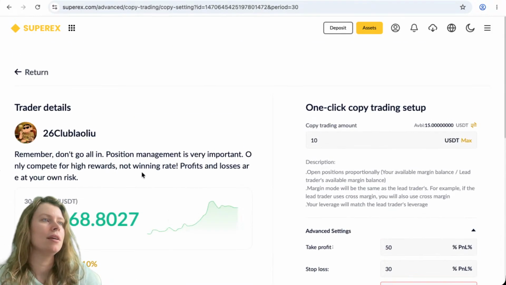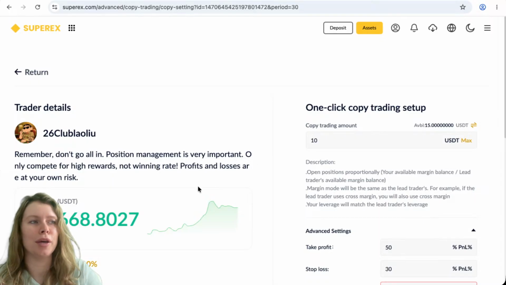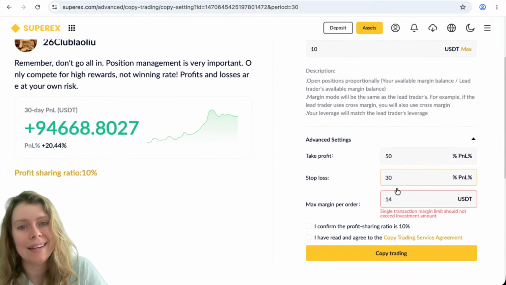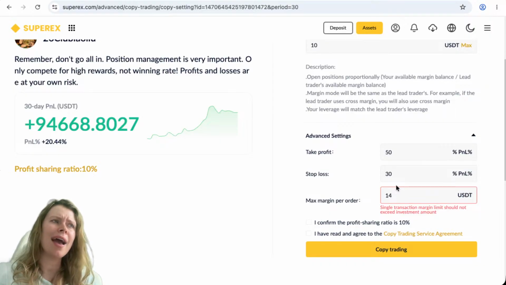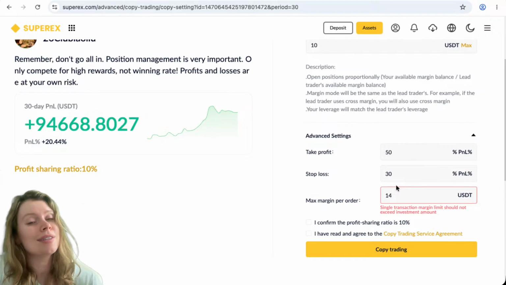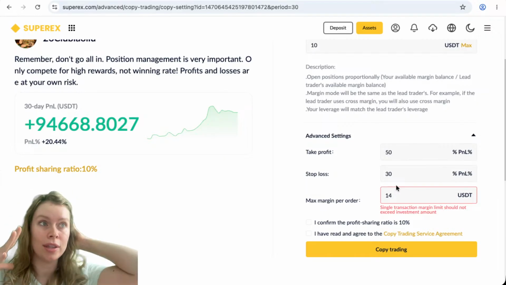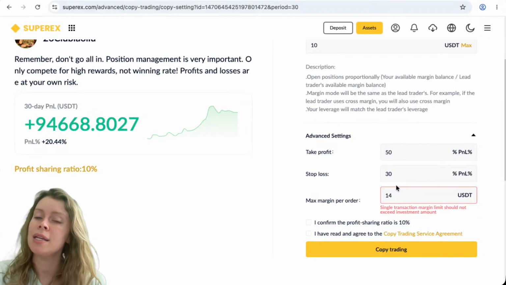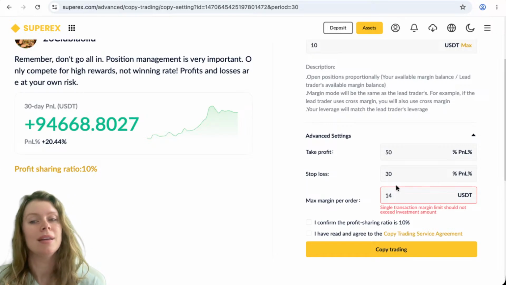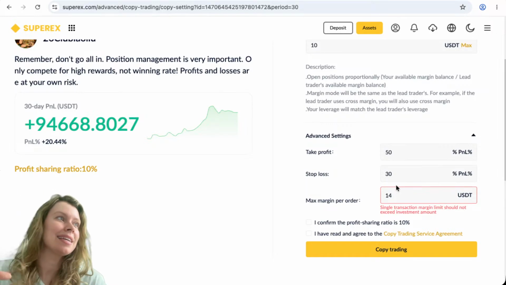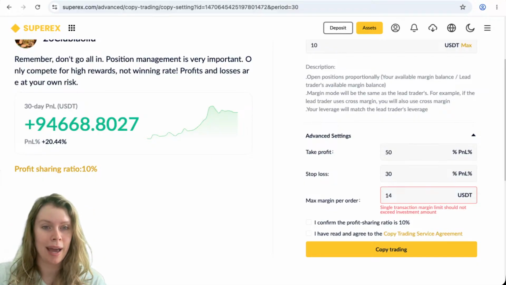What is your name again? 26 Club Lao Liu. And hey, they seem to have done really well, but the one disadvantage is that they haven't been trading since last year. So that's not something that I would probably follow through on. It's just something that I want to have a look at their numbers. They did really well last year, but maybe they've decided to take a little break for the time being. So that's something that I would take into consideration moving forward, okay?